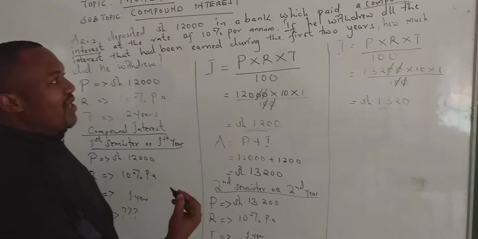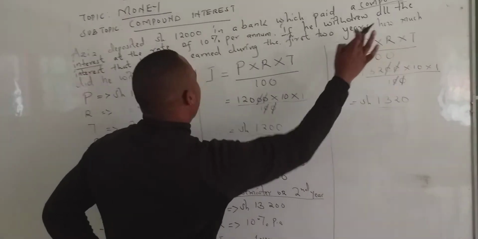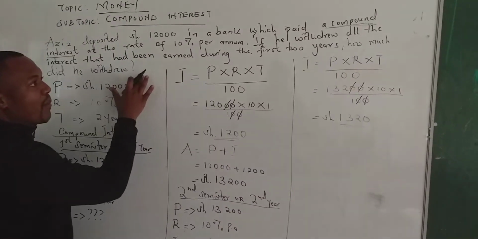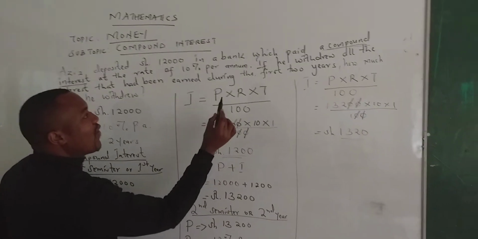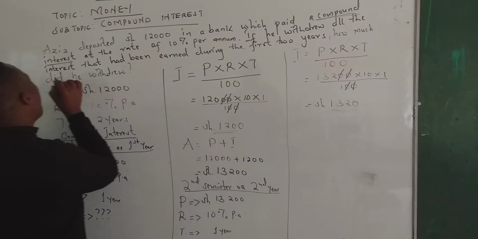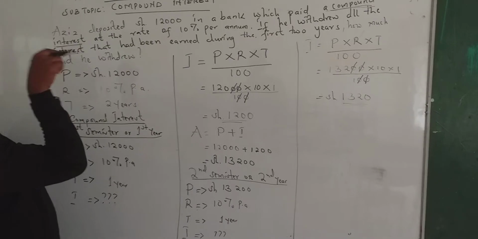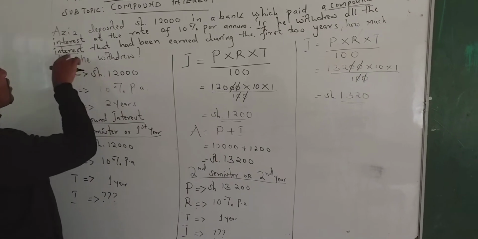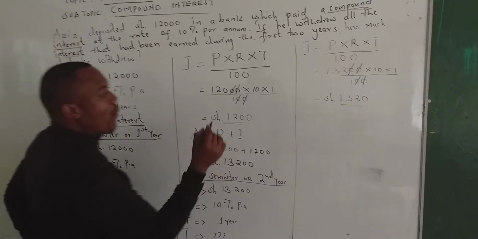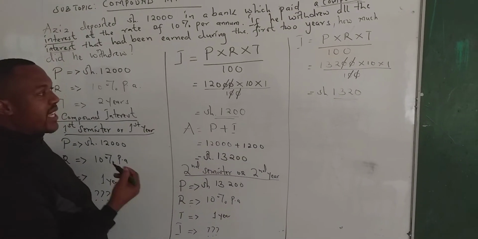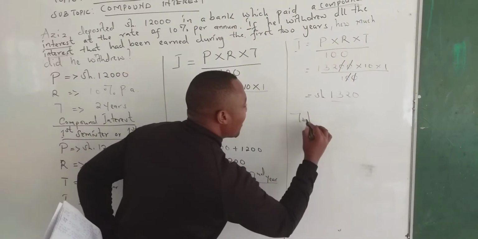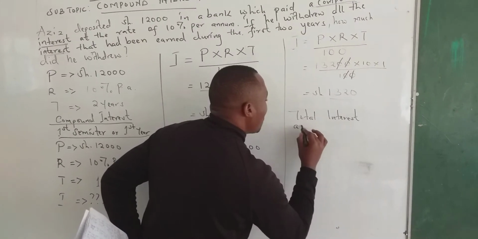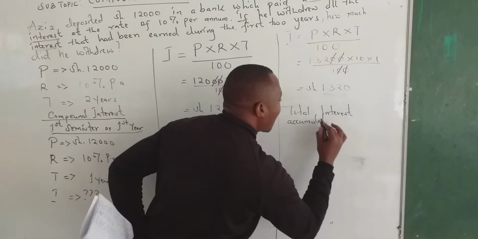Now, we go back to the question. How much did he withdraw? Remember, on the question you have been told, if he withdrew all the interest, he did not withdraw the money he had deposited. He only withdrew what he had gained on top. And what was gained on top is what you know as interest. So whatever was gained is what we want only. So we are supposed to find what we call the total interest accumulated.